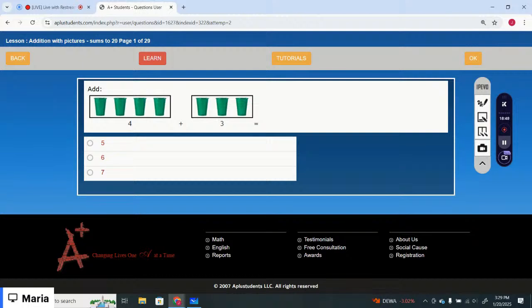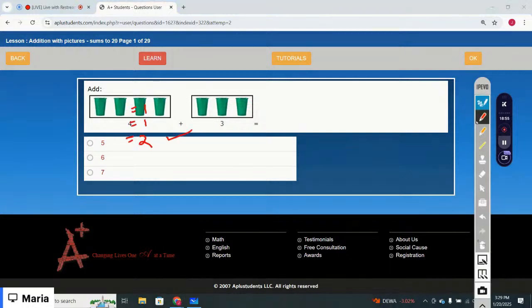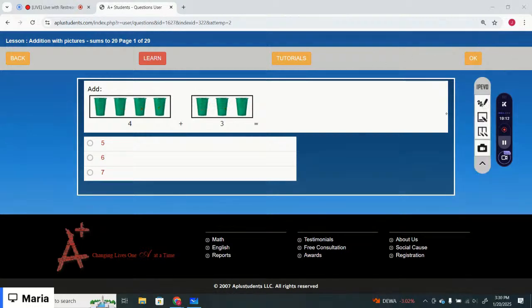Add 1, 2, 3, 4, 5, 6, 7. So 4 plus 3 makes 7. The correct option is 7. Option number 3 is the correct option.